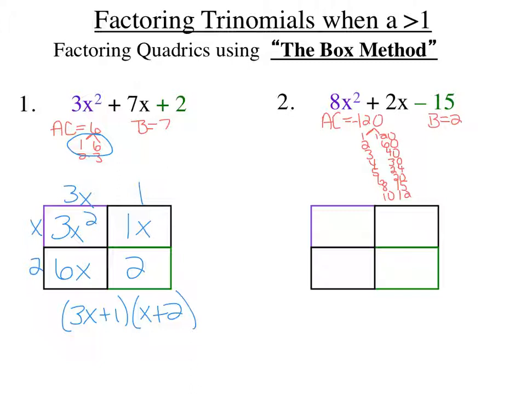And then the next one, you are multiplying a times c. Again, there's no GCF, so it's negative 120. The factors that you're looking for are going to give you 2 when you subtract, and that would be this last group down here.